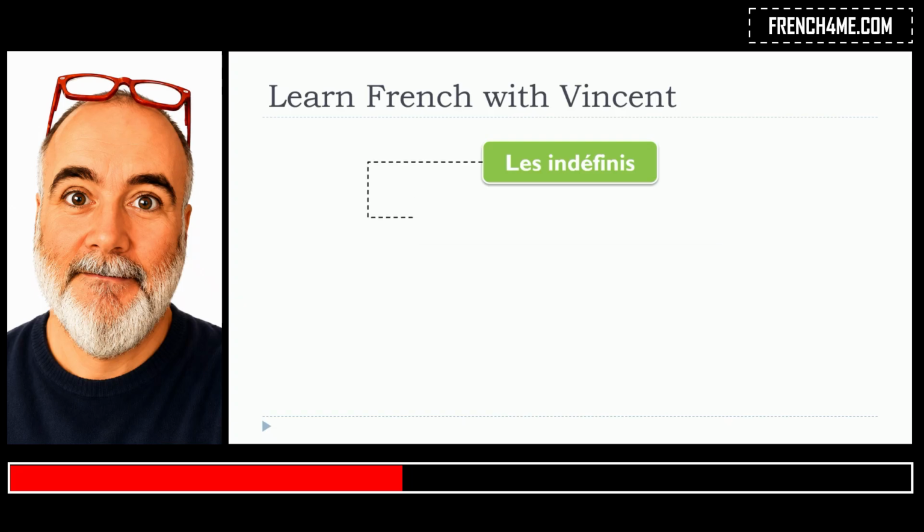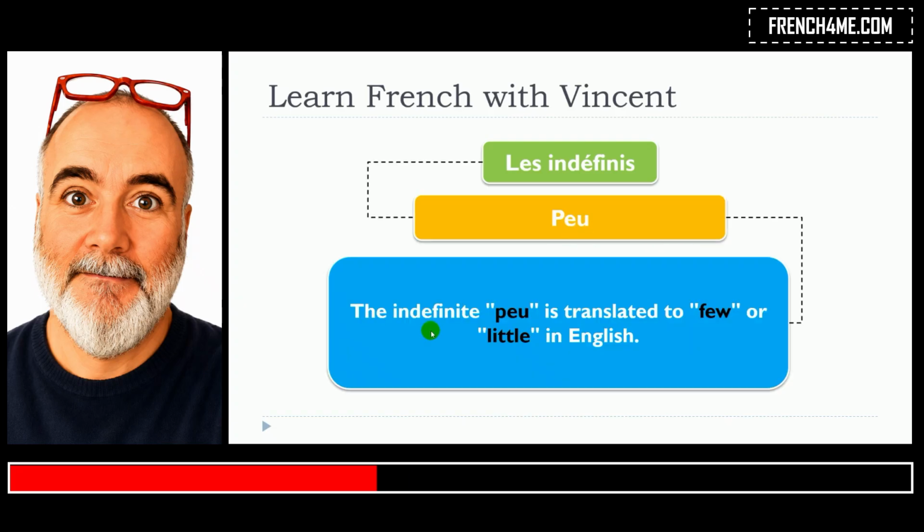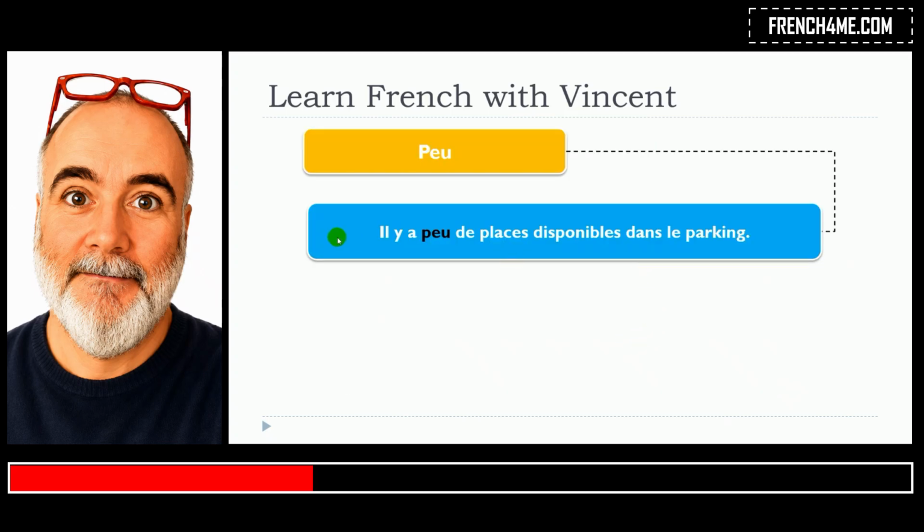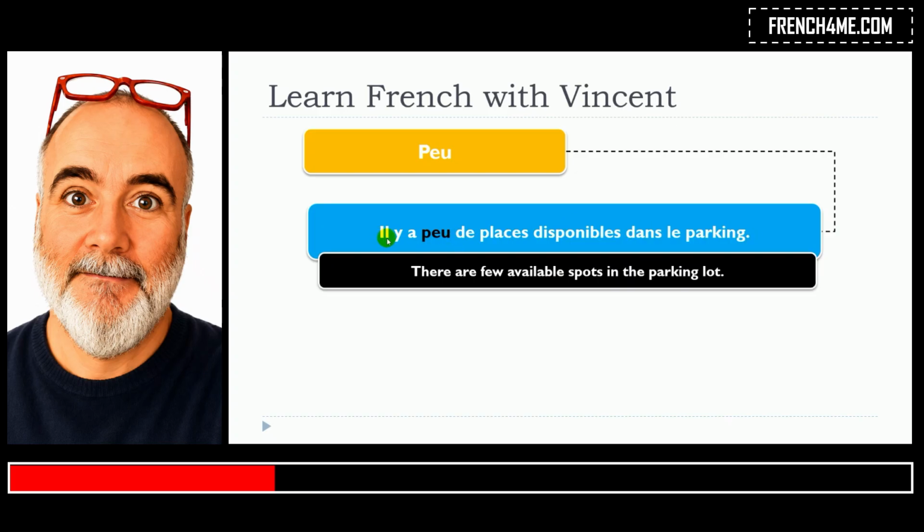In this lesson, we will see peu, and the indefinite peu is translated to few or little in English. And we will see 4 examples with peu. Il y a peu de places disponibles dans le parking.